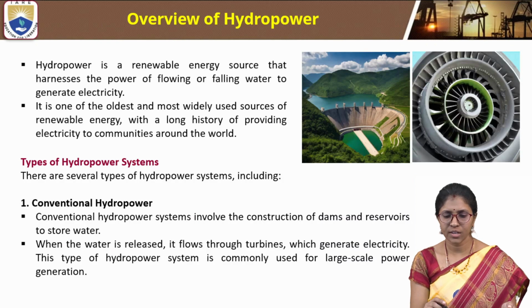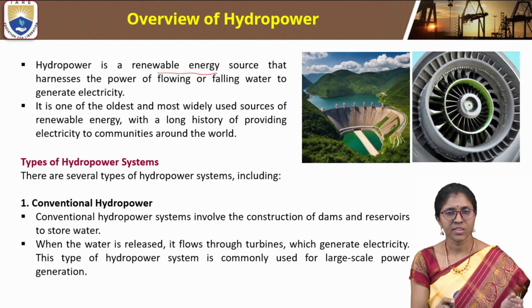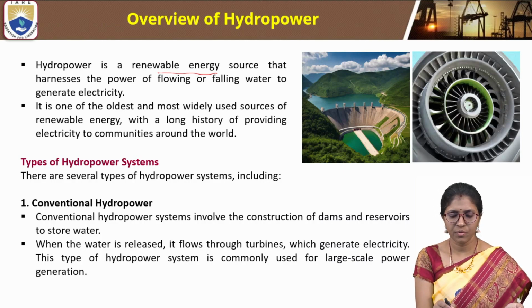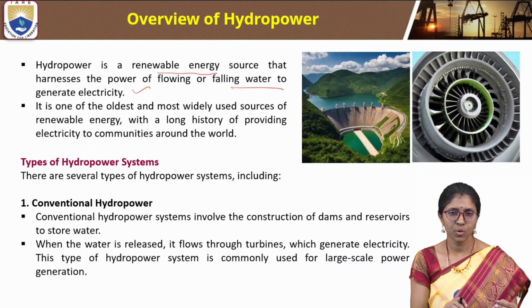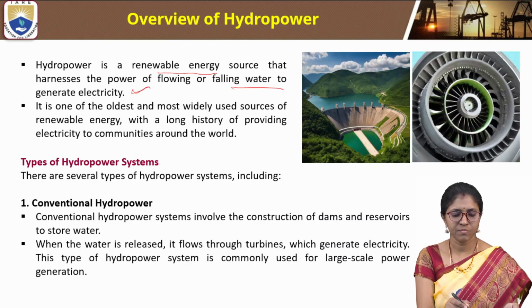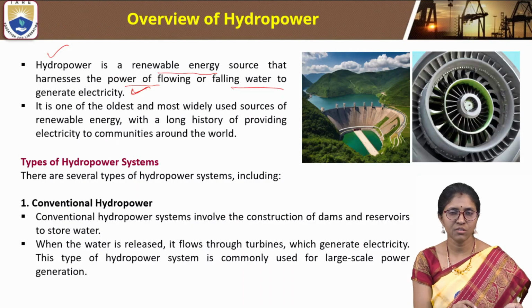So, overview of hydropower. We have discussed solar energy and wind energy. Next energy is hydropower. Hydropower is a renewable energy source that harnesses the power of flowing or falling water to generate electricity. Hydro means water, so by using water we are generating electricity. That is, the power of flowing or falling water is converted into electricity.